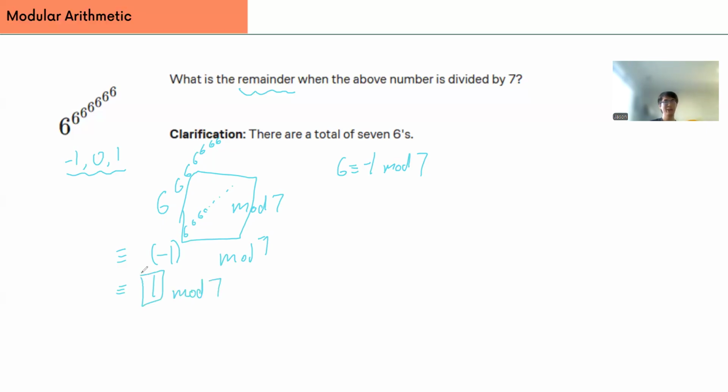So see how if you train your mind to be able to see these very quickly, then you will be able to solve these questions very quickly, right?